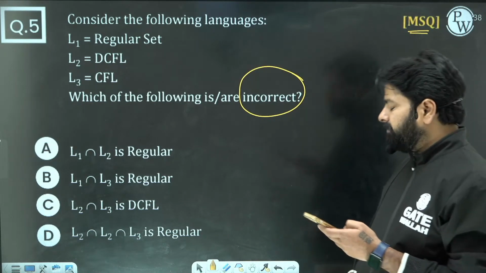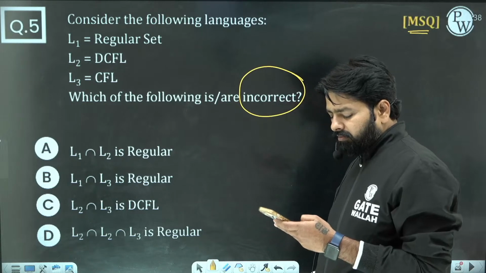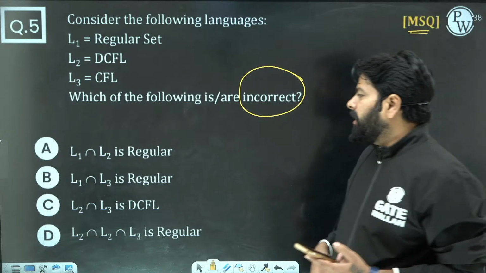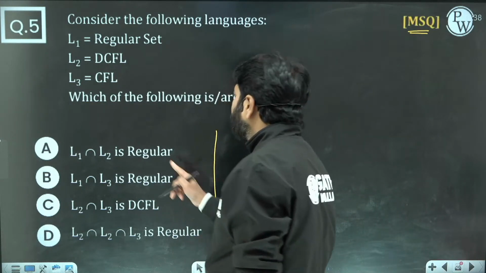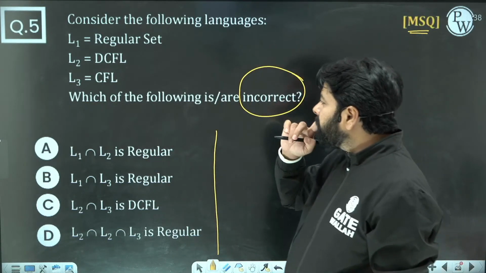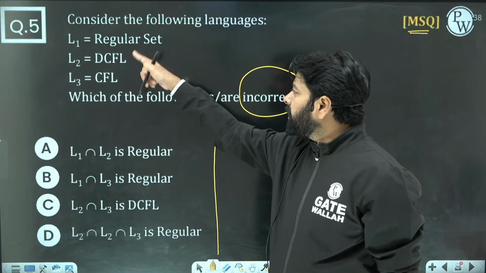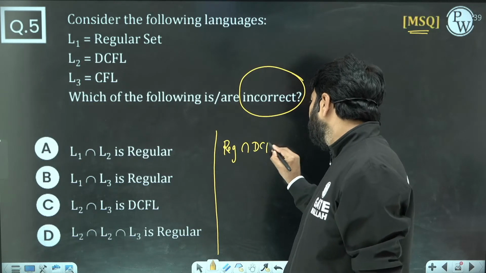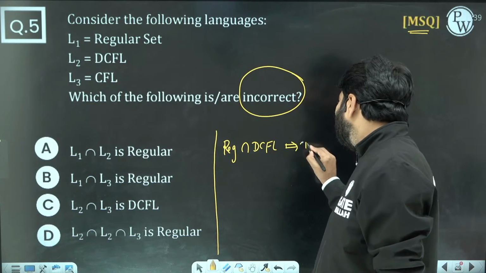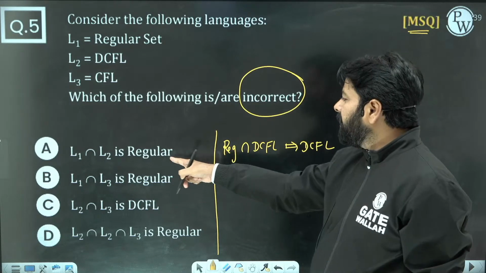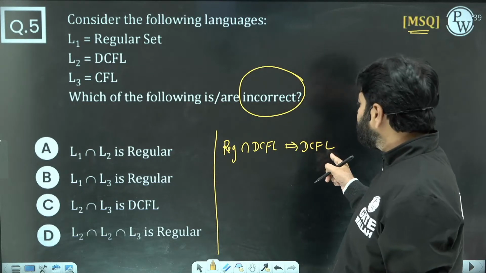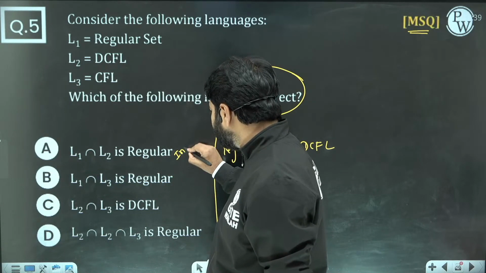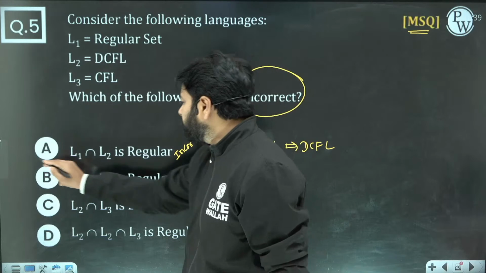L2 intersection L3. No, okay, let me conclude. L1 intersection L2. What is that? First one, L1 intersection L2, regular intersection DCFL is always what? DCFL. But the answer here says regular is given. So this is an incorrect statement, so we are choosing it.